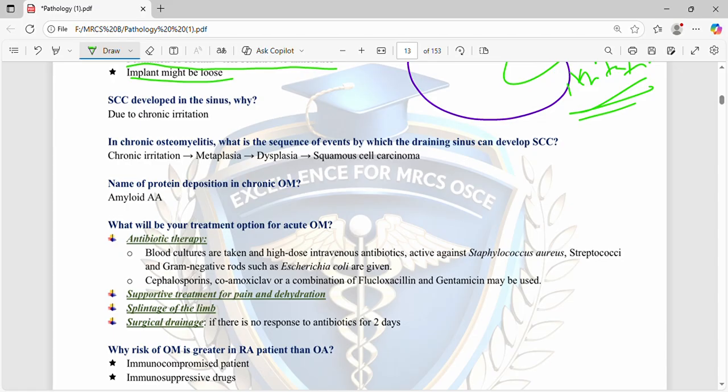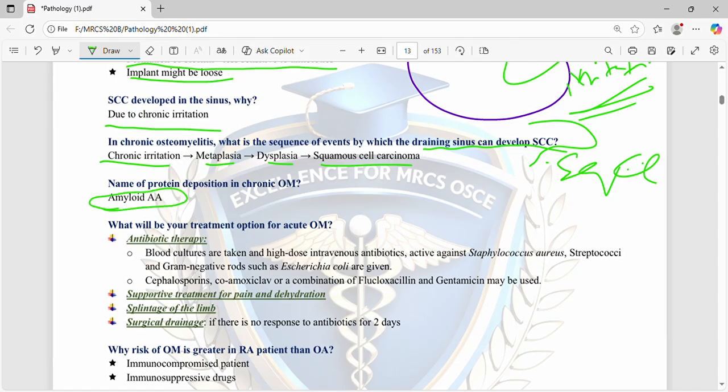Squamous cell carcinoma can develop in the sinus due to chronic irritation. In chronic osteomyelitis, what is the sequence of events by which a draining sinus can develop squamous cell carcinoma? Chronic irritation, metaplasia, dysplasia, and squamous cell carcinoma. This is the general sequence of SCC. Name of the protein deposition in chronic osteomyelitis: it is amyloid AA.